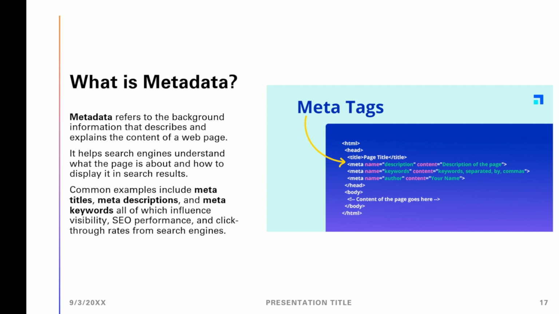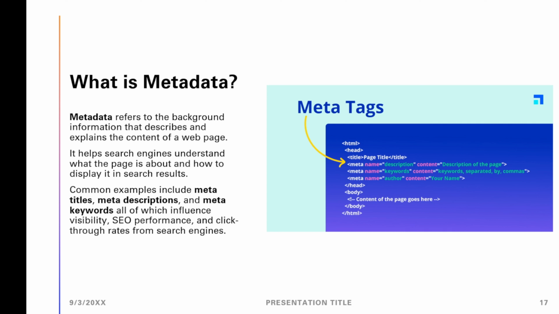Basically, today we're going to talk about metadata, which is an important aspect of on-page SEO. So basically, what is metadata? Metadata refers to a set of background information that describes and explains the content of a website. So this data in the background helps search engines understand the content of the website or the website page.